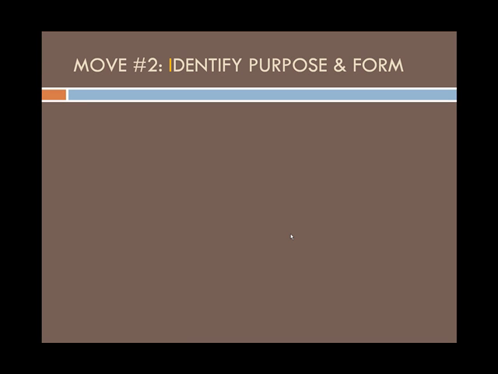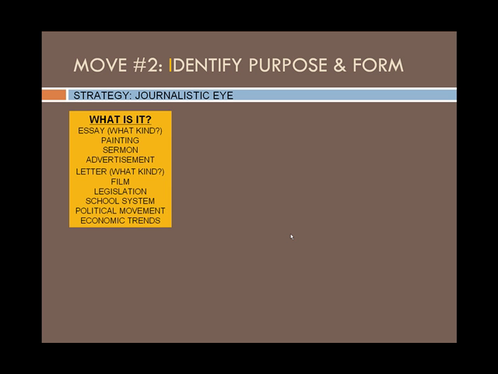After you've acknowledged your potential to employ bad habits of mind in the analytical process, you're ready to take a look at your subject and identify its form and purpose. This strategy is called the journalistic eye. The first question is the most basic.